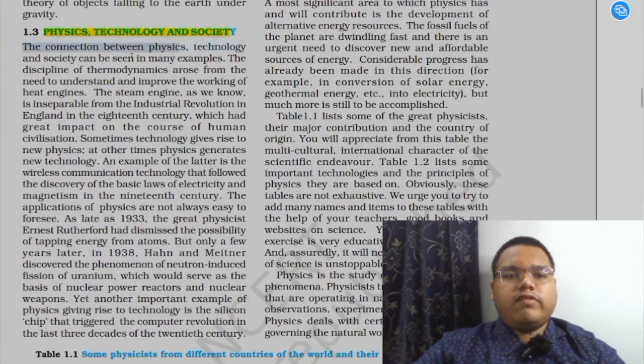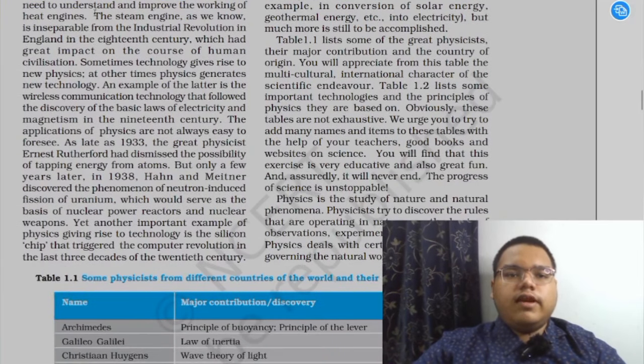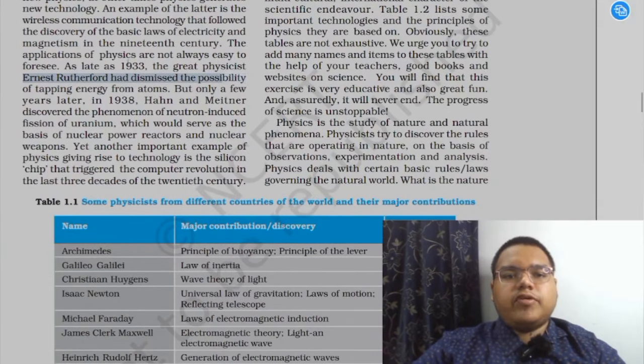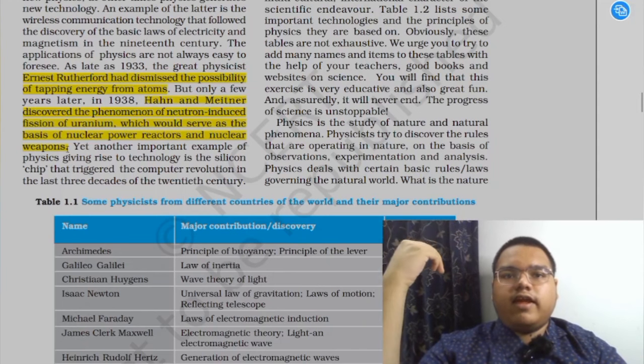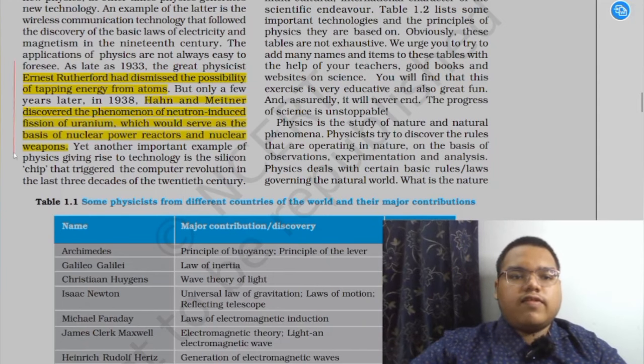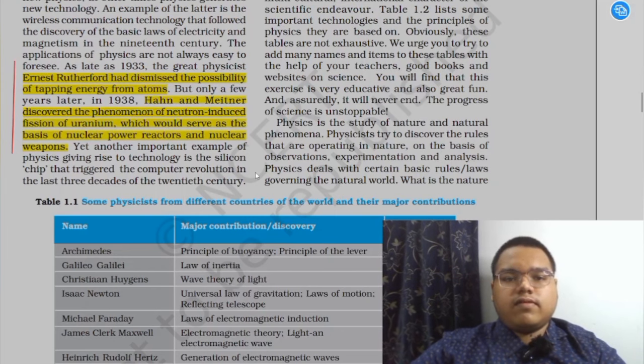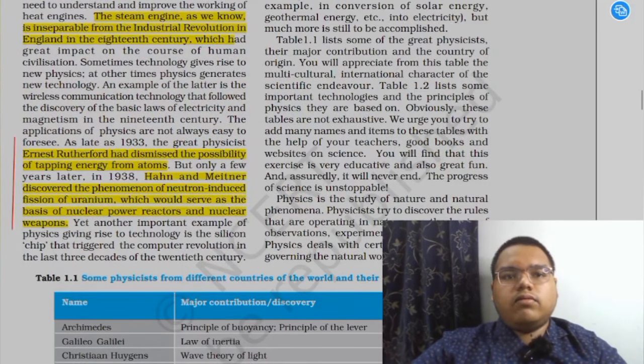The connection between physics, technology, and society can be seen in many examples. Here is a reference to the steam engine in the Industrial Revolution. Ernest Rutherford dismissed the possibility of tapping energy from the atom, but only a few years later, Hahn and Meitner discovered the phenomenon of neutron-induced fission of uranium, which would serve as the basis of the nuclear power reactor and nuclear weapon. You people know that once Einstein also denied that a nuclear power reactor could be made, but it was made. So this is an important fact. Don't memorize the dates. Only memorize who did what.